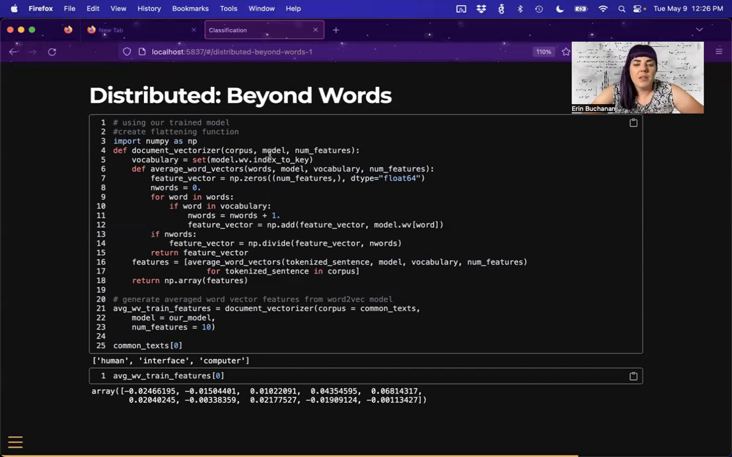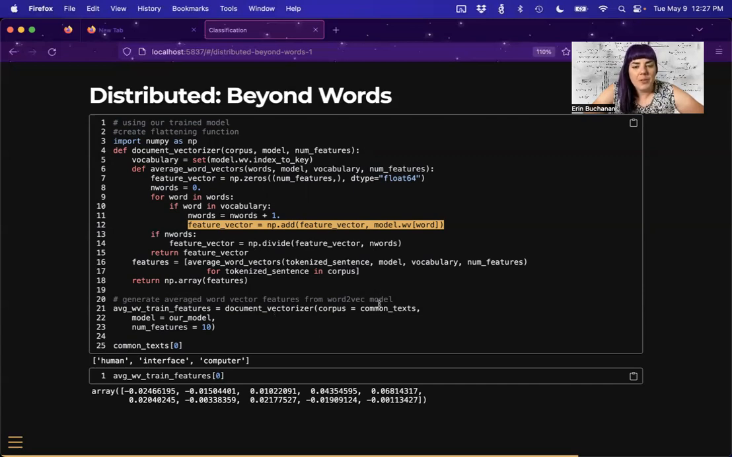We put in our corpus, the trained word2vec model, and the number of features that we want back. This is the number of dimensions that you get back. It's going to grab the vocabulary. It's going to average word vectors for each word in our model and its vocabulary, given the number of dimensions, and sum up those features. So for each word in the document across the vocabulary, add them up. If you've reached the last one, divide by the total number of words. So add them up and divide, right, and return that bad boy.